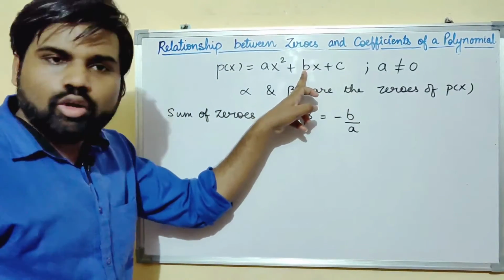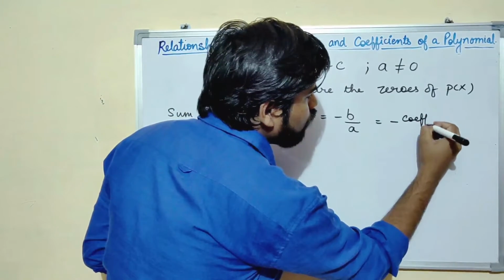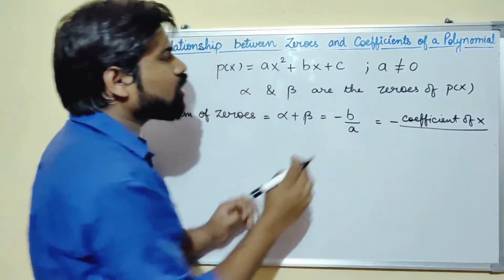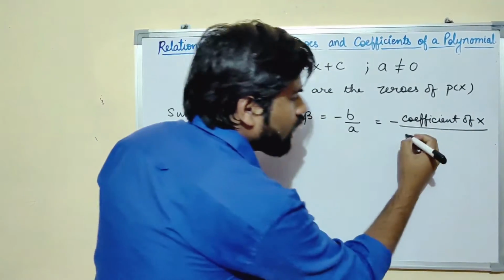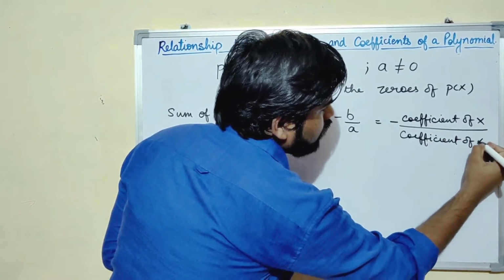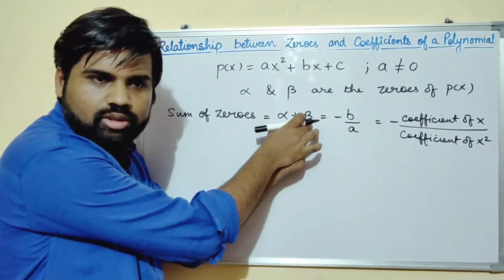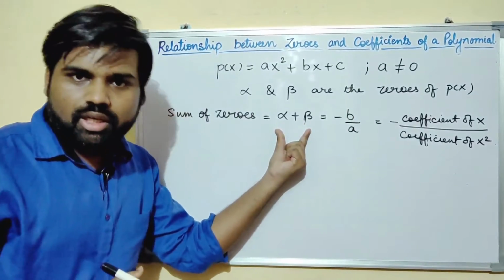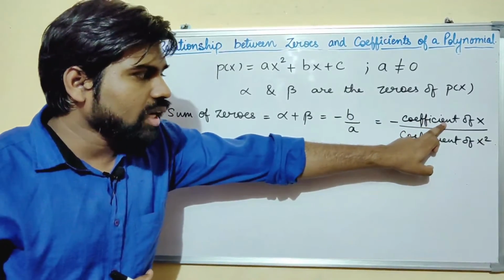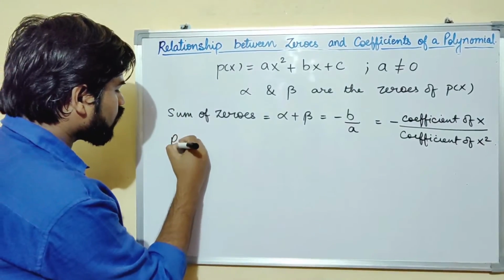b is the coefficient of x, and a is the coefficient of x square. So you saw the relationship between the sum of the zeros and the coefficients: the sum of the zeros is equal to the negative of the coefficient of x upon the coefficient of x square.